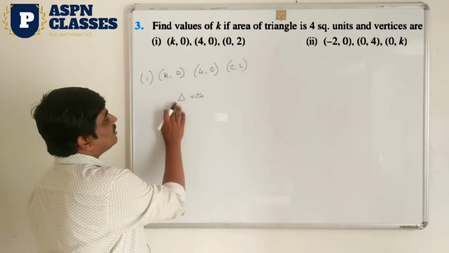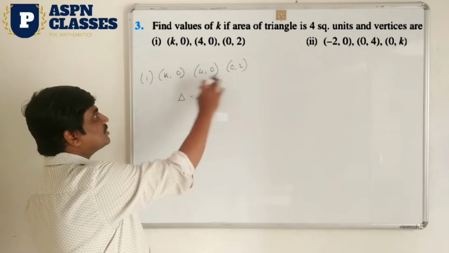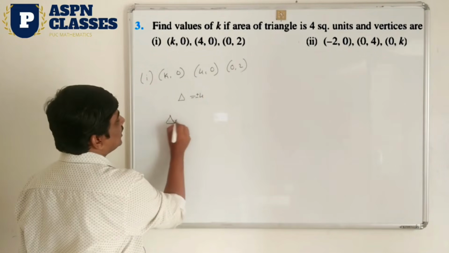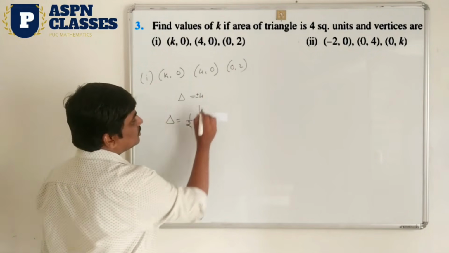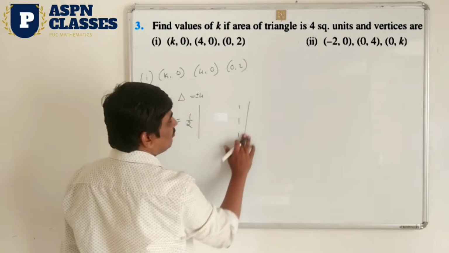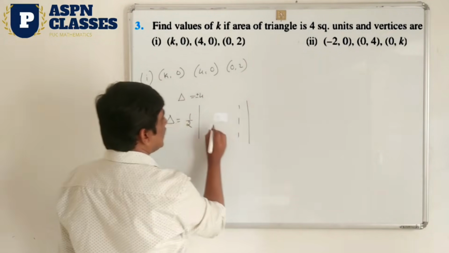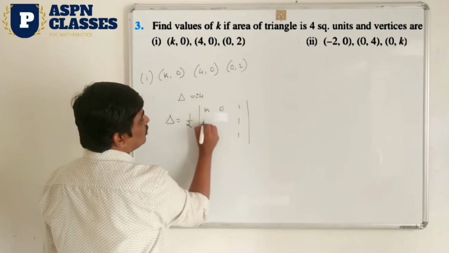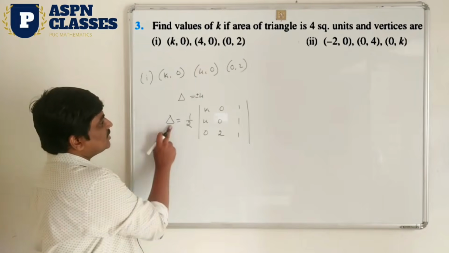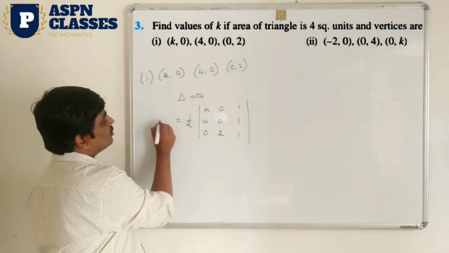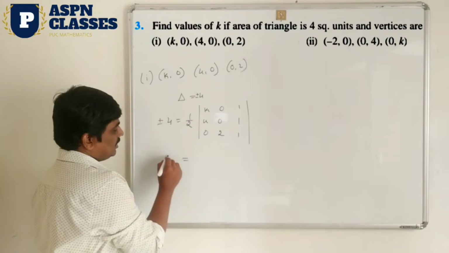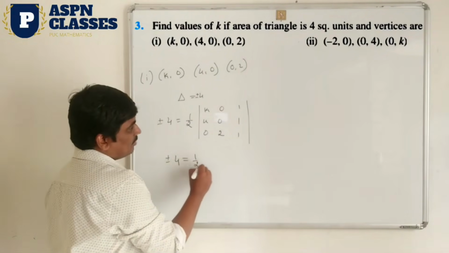Okay. So the area is given, the points are also given, and you have to find this k. What is the procedure? First you write the formula, delta is equal to 1 by 2 into the determinant. First column write 1, 1, 1 and points k, 0, 4, 0, 0, 2, correct? And this answer is also already given. What is the result? 4 square units, plus or minus 4 you have to write. Okay. So next I continue, write plus or minus 4 and 1 by 2.